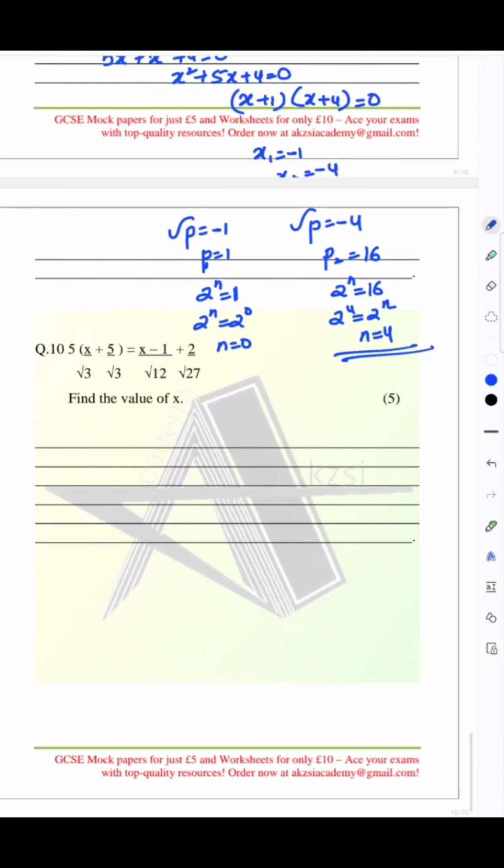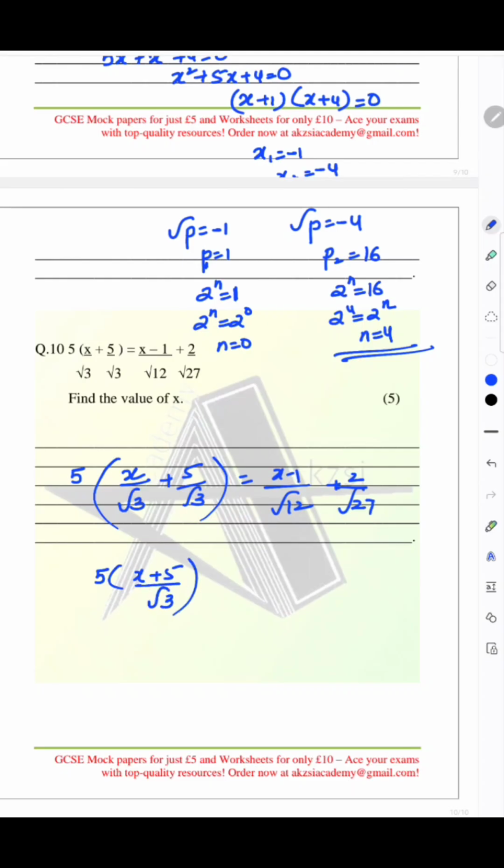Now, question 10, which is the last question, to ace your topic. The last one says 5 times (x over root 3 plus 5 over root 3) is equal to (x minus 1) over root 12 plus 2 over root 27. I can clearly see I have to simplify this one. So this can be written as 5x plus 5 over root 3, clearly because root 3s are common.